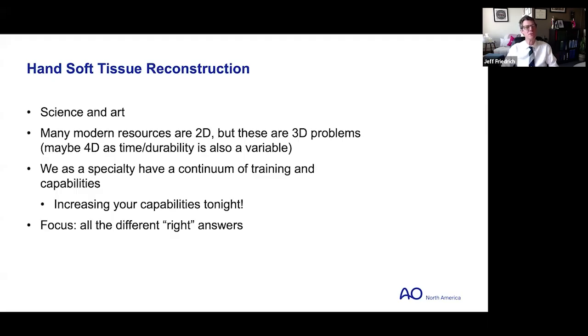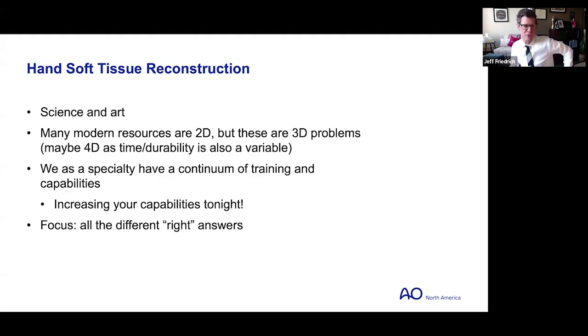So hand soft tissue reconstruction is, I'm biased, but I think it's a great aspect of hand surgery. It's a lot of fun. It's very challenging. It challenges a lot of capabilities and techniques that we have. I think that there is definite science as well as art to it, and that is some of the, for me, the excitement of hand soft tissue reconstruction.